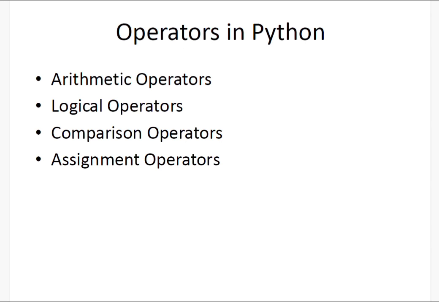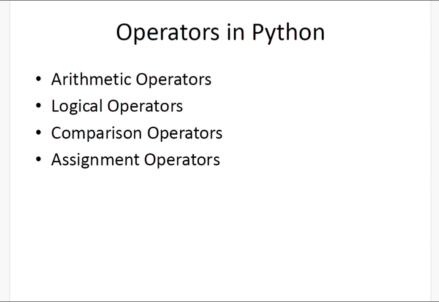Next, it is of the operators in Python. In Python, there are several types of operators. So they are the arithmetic, logical, comparison, assignment operators. Arithmetic operators, they are used to perform the arithmetical calculations like addition, subtraction, multiplication, division, etc. Logical operators, they are the logical and, logical not, logical or. Comparison operators, they are used to compare like less than, greater than, equal to, less than.